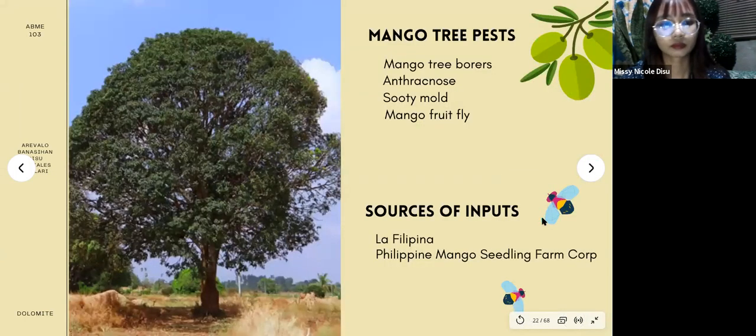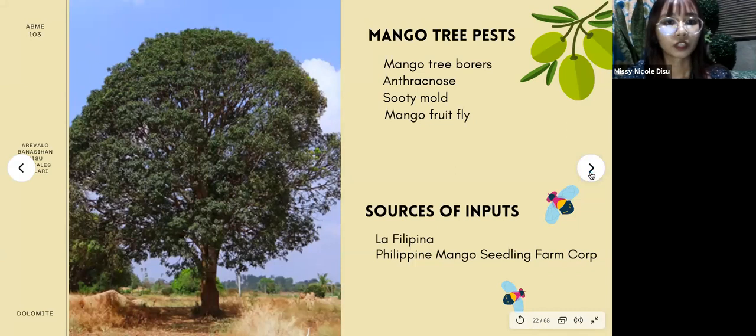Next. Mango trees are susceptible to attack of insect pests and diseases in all stages of their life. Examples of some mango pests are the mango tree borers, anthracnose, sooty mold, and mango fruit fly. Hence, pesticides are used by growers to control these pests, or else the quantity and quality of their produce will be negatively affected. Fortunately, these inputs can be sourced within the country.